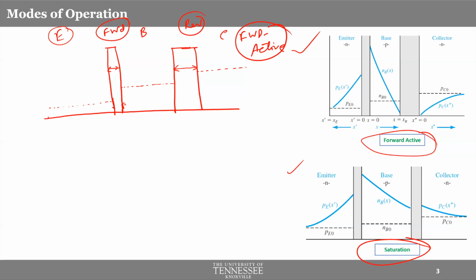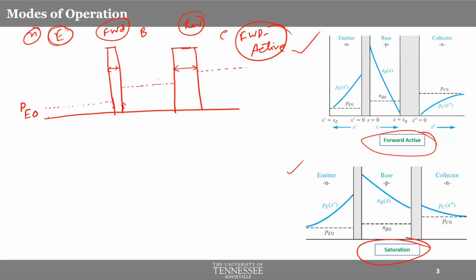Now, let's also write down the notation. The minority carriers in the emitter, which is n-type material, will be holes. So I'll denote that with P to represent holes. And this is in the emitter region, and this is at zero bias. So PE0.